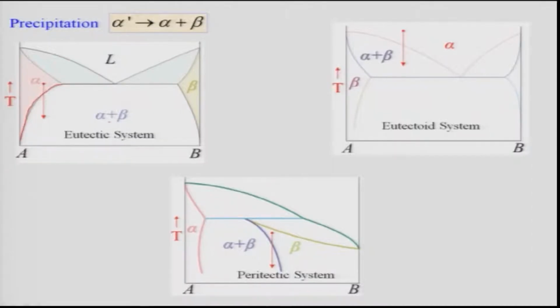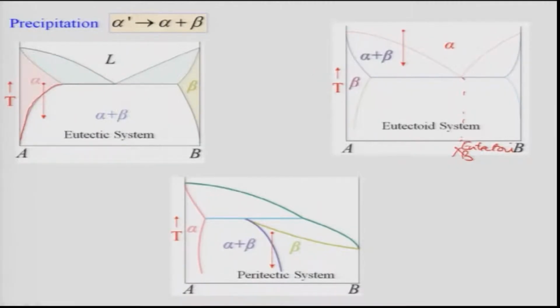You can also have precipitation from alpha to alpha plus beta in eutectoid systems when the composition is away from the eutectoid. This is the eutectoid composition, okay. But if you have less composition than that or more composition than that, in both cases precipitation of alpha or beta phase is possible depending on the type.